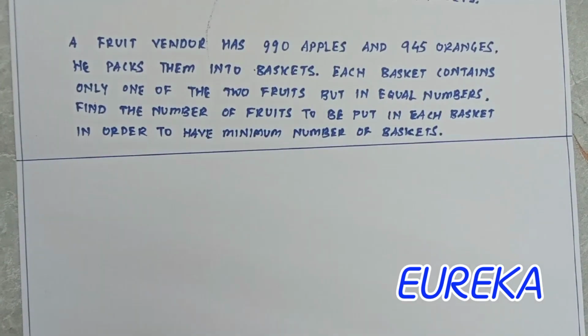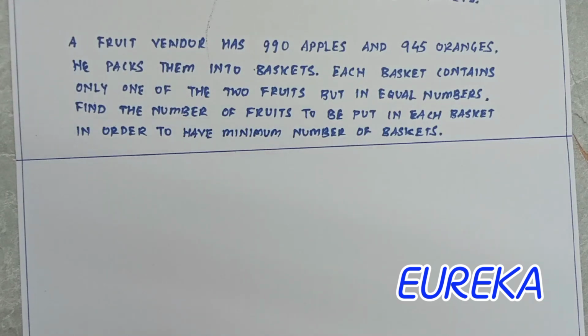So here is the question. The problem says a fruit vendor has 990 apples and 945 oranges. He packs them into baskets. Each basket contains only one of the two fruits, but in equal numbers. Find the number of fruits to be put in each basket in order to have the minimum number of baskets.